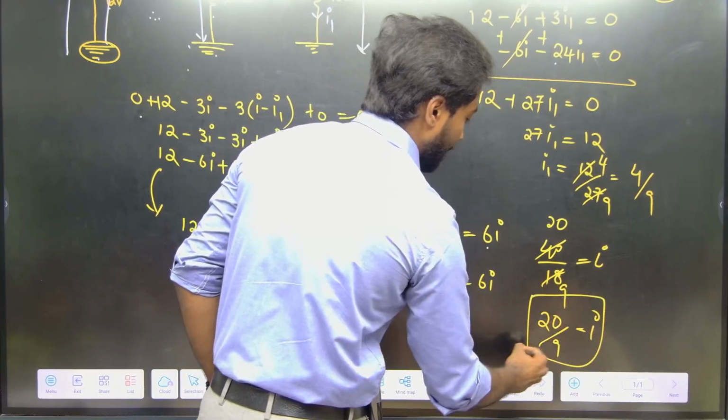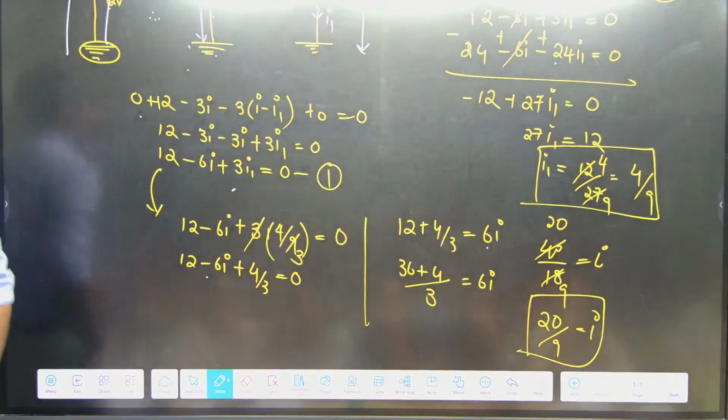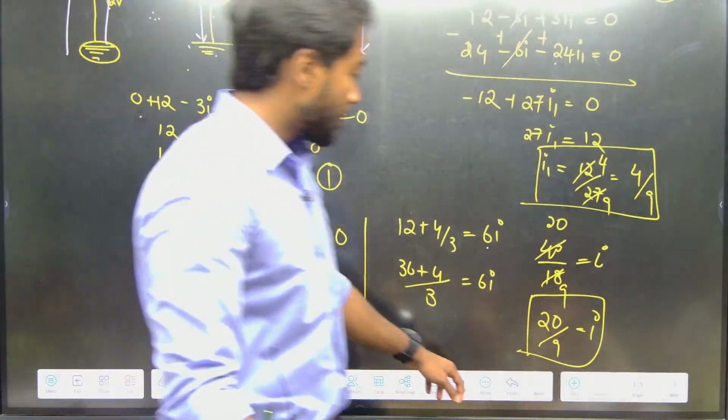So we got both the answers. I1 is nothing but 4 by 9 and I is nothing but 20 by 9. If you have not completed, you can take this.